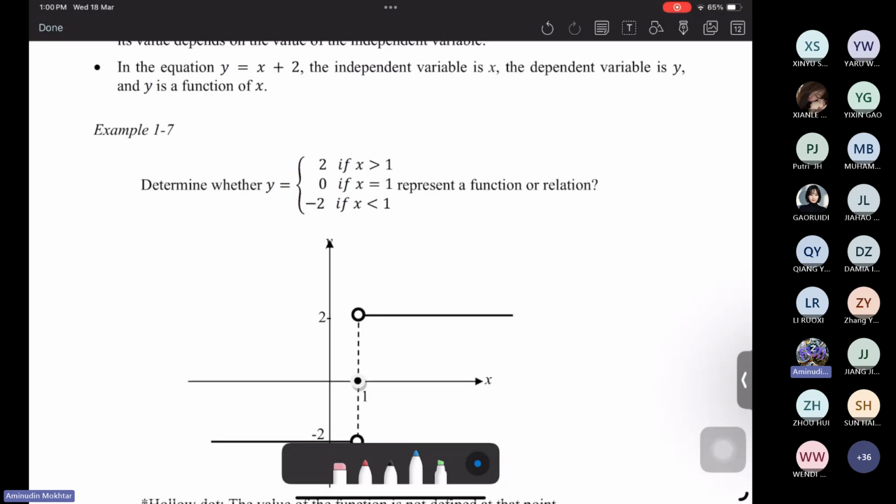Okay, please refer to example 1.7. We have one equation here. Basically, we only have one equation, but it is structured into three equations. Please read the function carefully. Okay, that's page 7.